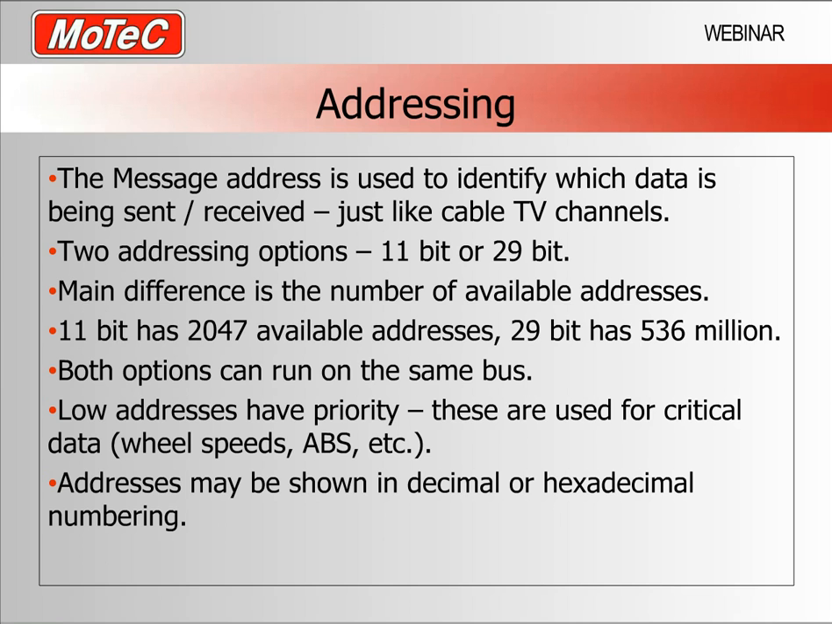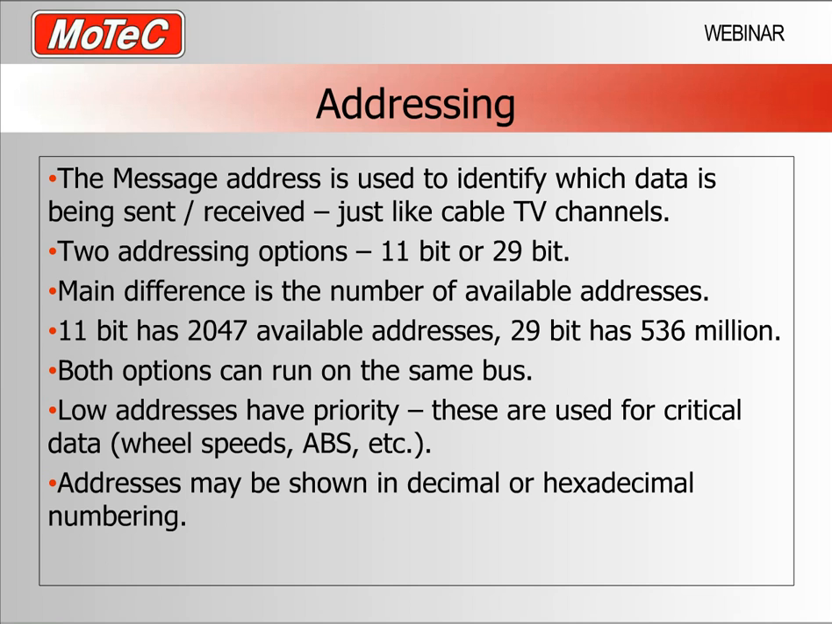Okay, so now we're going to look at how the CAN system decides which data goes where. Now there are two principal elements that we need to look at, and that's the addressing and the data. So the question is, how do we define what data we're looking at? And the simple answer is that the address itself identifies the data. So it's just like cable TV channels. If you're looking for a particular thing like a sport channel, then you know which channel number to look at.